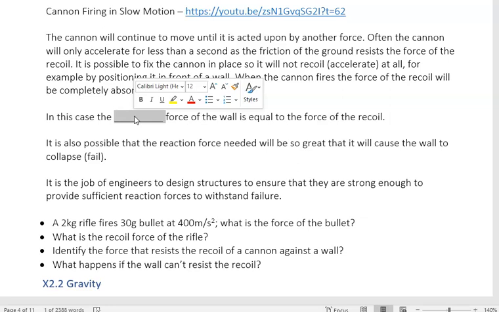Yeah? So sometimes, let's imagine if I put that next to a wall and the wall was made out of paper, right? A paper wall might not be able to provide a reaction force of 2,000 newtons, and it might break. So generally, the reaction force will increase until it's equal to the force it needs to provide.